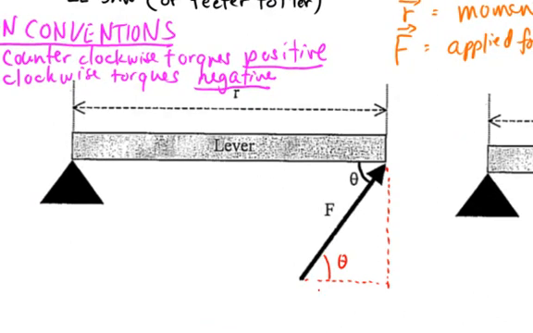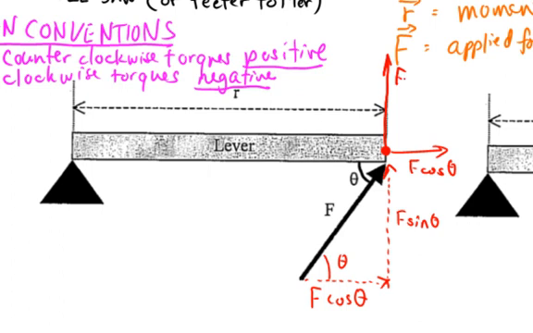The hypotenuse is F. The part that is parallel to the lever arm is the X component, which would be F times the cosine of the angle between R and F. And the Y component would be F times the sine of the angle. Now, if you think about these two forces being applied at the edge of the lever arm, then I've got an F cos theta that is parallel to the lever arm and an F times the sine of theta that is perpendicular to the lever arm.